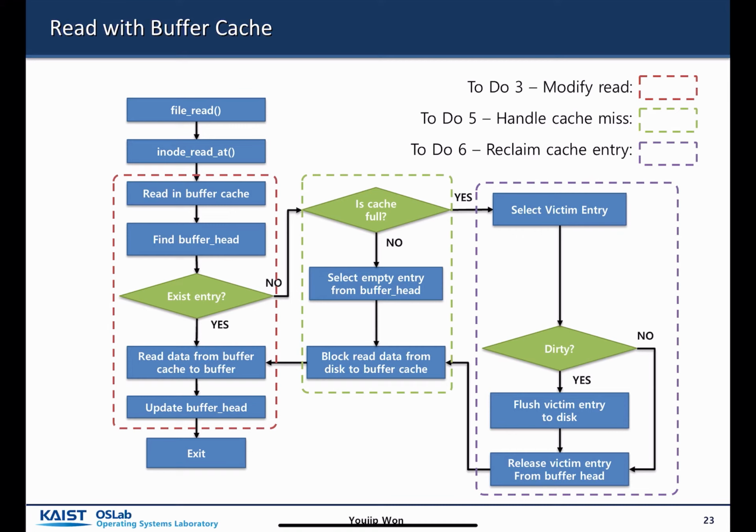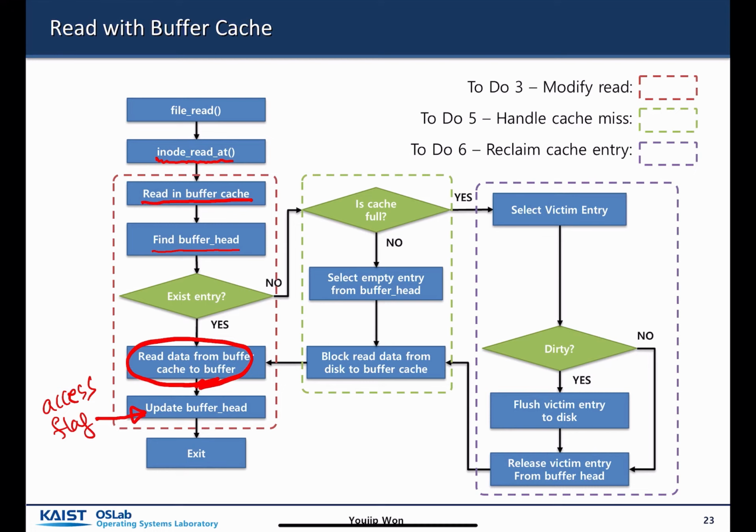So after calling the function inode_read_at, instead of reading directly from the disk, you read the buffer cache. So you perform the read in the buffer cache. First thing you have to do is find the buffer head. If it does exist, then read data from the buffer cache to the buffer and then update the buffer head. Here, what is updated is probably the access bit, access flag, denoting that this buffer cache has just been accessed.